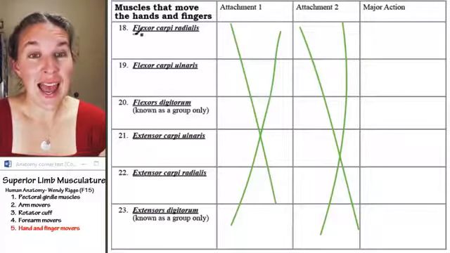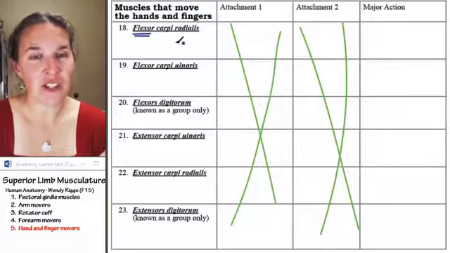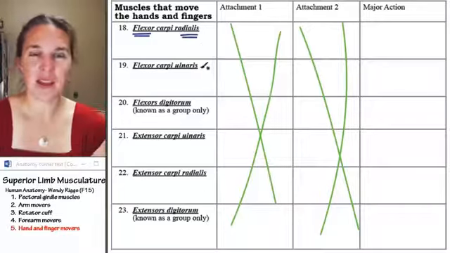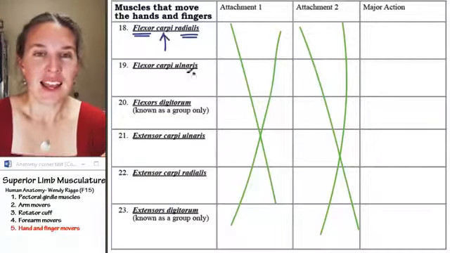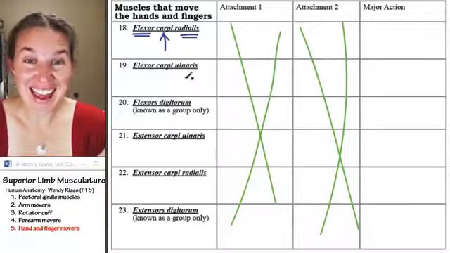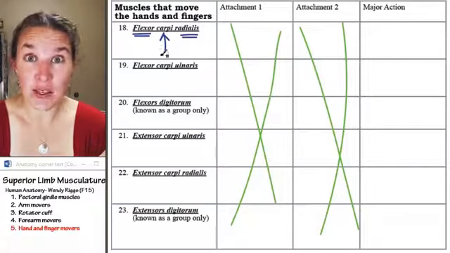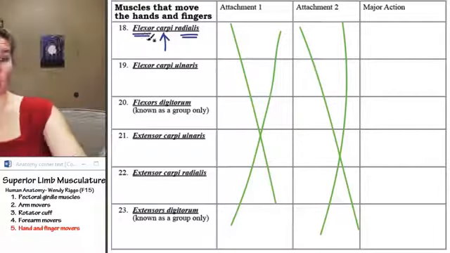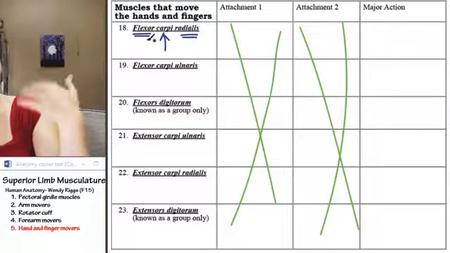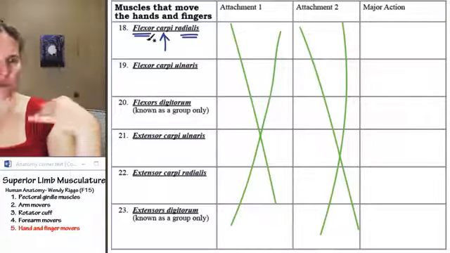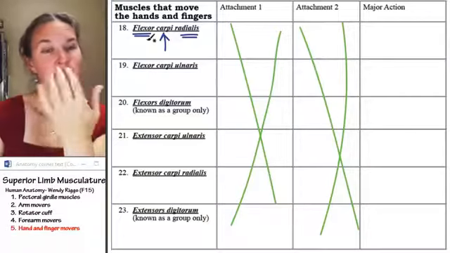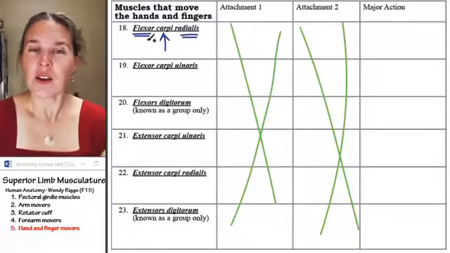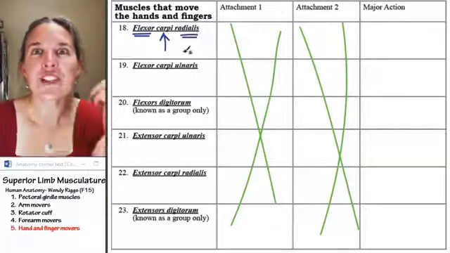What is the action of flexor carpi radialis? It's flexing the hand at the wrist joint, carpi at the wrist joint, and it's flexing. So it's a flexor. It's on the flexor surface. And which side is it on?